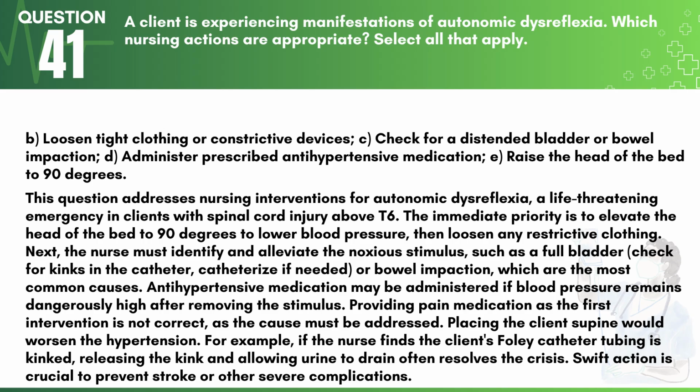Antihypertensive medication may be administered if blood pressure remains dangerously high after removing the stimulus. Providing pain medication as the first intervention is not correct, as the cause must be addressed. Placing the client supine would worsen the hypertension. For example, if the nurse finds the client's Foley catheter tubing is kinked, releasing the kink and allowing urine to drain often resolves the crisis. Swift action is crucial to prevent stroke or other severe complications.